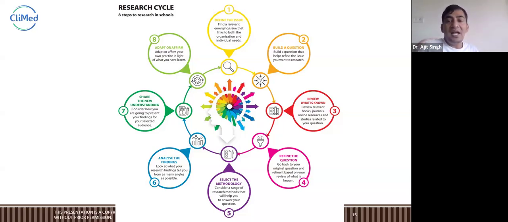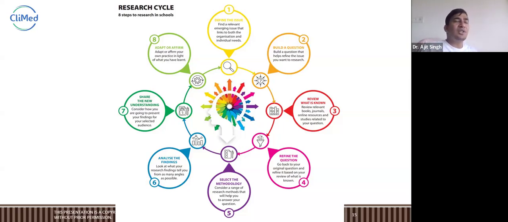Once they have the relevant question, once they have done the review, what they will do is refine the question, set the hypothesis, then define the aims and objectives, and then they will create the protocol.